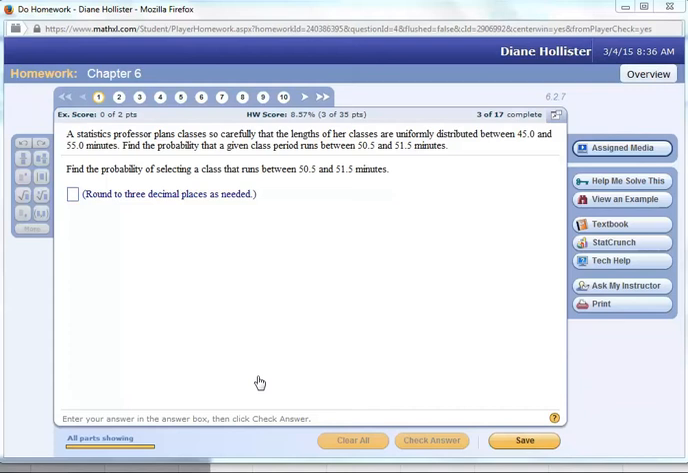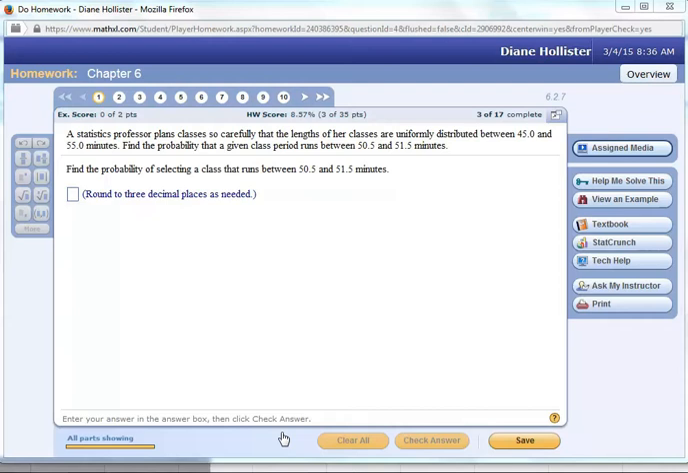Welcome to Chapter 6. We're going to take a look at some of our homework problems, the use of StatCrunch, and a little bit of the theory to help you. First of all, in the beginning of Chapter 6, it's important for you to visit your multimedia library. Take a look at your PowerPoints and animations and resources before starting your homework.